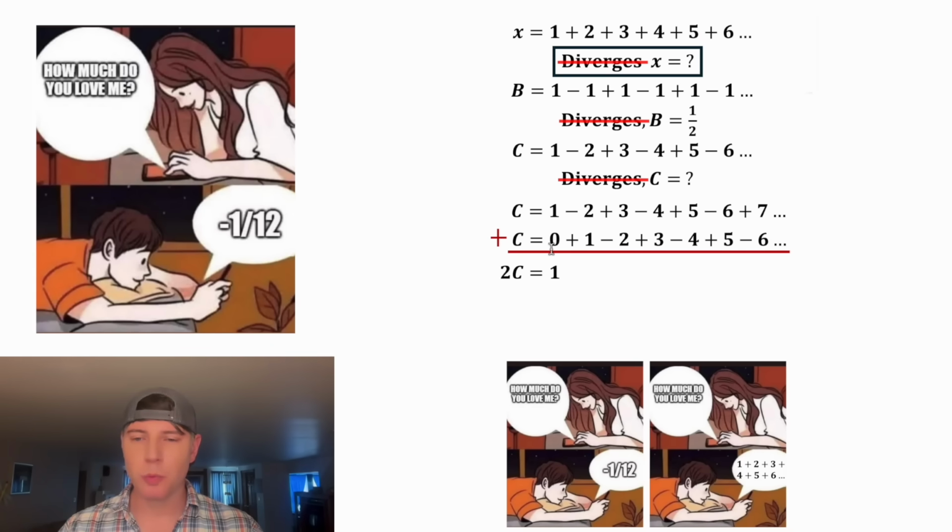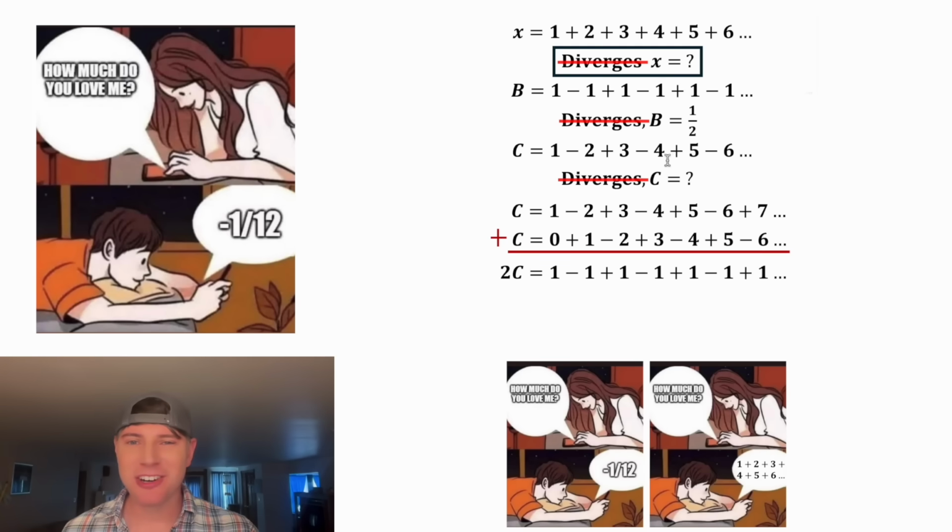1 plus 0 is 1. -2 plus 1 is -1. +3 minus 2 is +1. -4 plus 3 is -1. 5 minus 4 is +1. -6 plus 5 is -1. 7 minus 6 is +1, and this pattern is going to continue forever. So 2c is equal to 1 minus 1 plus 1 minus 1 plus 1 minus 1 going on forever.